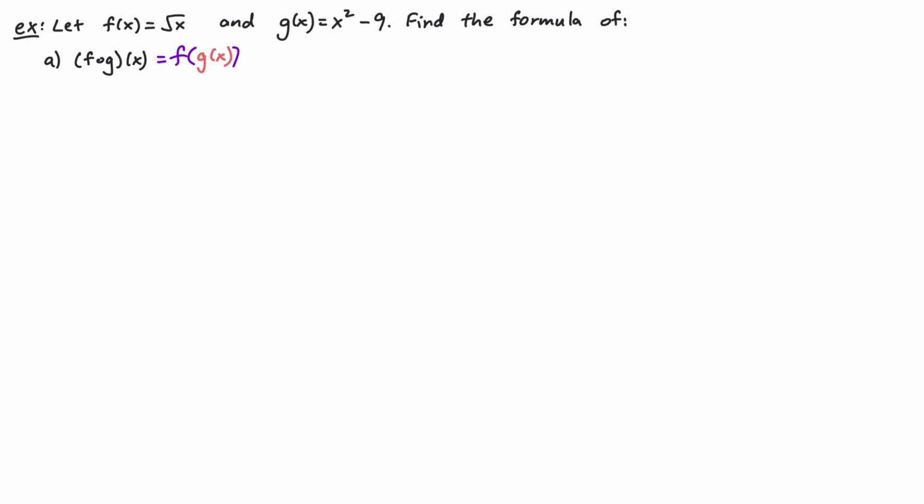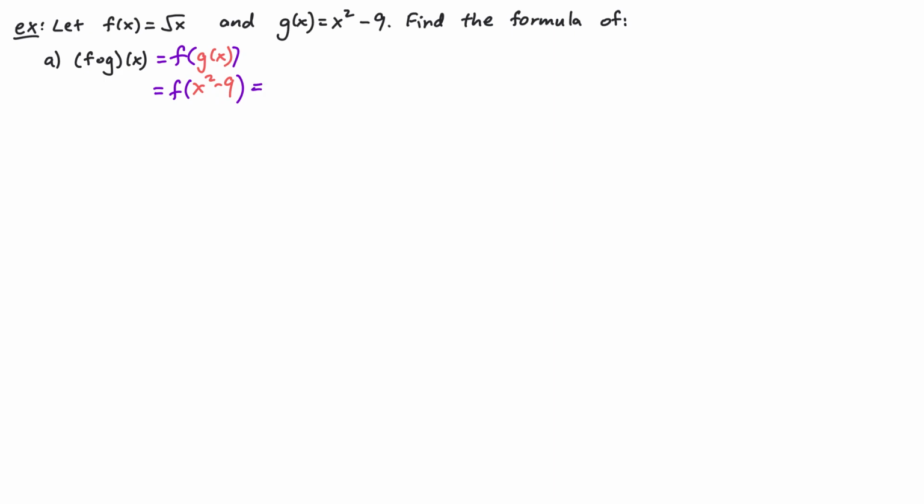To find the formula, we work our way from the inside out. So start by replacing g of x with x squared minus 9. So we have x squared minus 9 for g of x, and what we want to do is plug that into the f function. To evaluate f of x squared minus 9, we want to take the square root of x, but replace the x here with our new input.